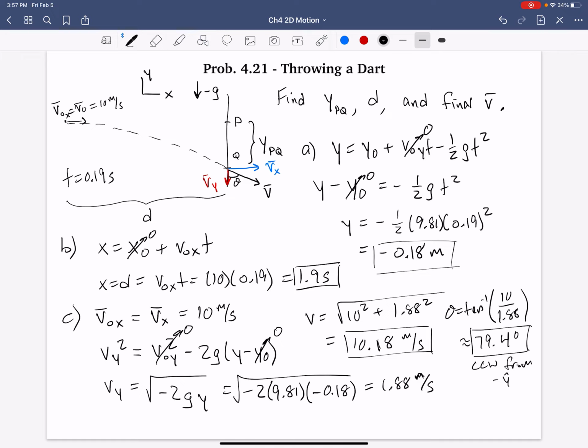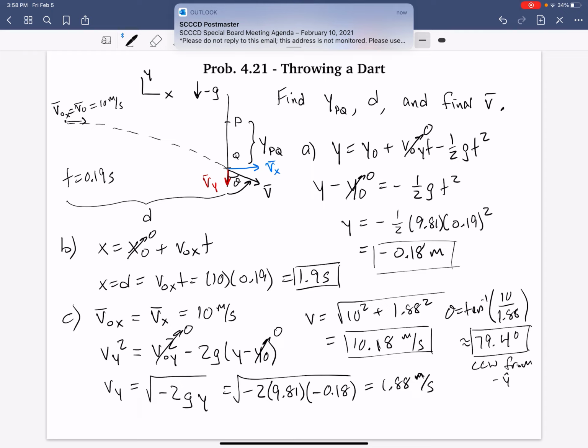But in essence, this is the final velocity: 10.18 meters per second at an angle of 79.4 degrees or so counterclockwise from minus y. All right.